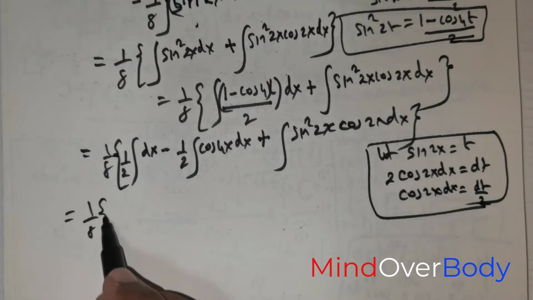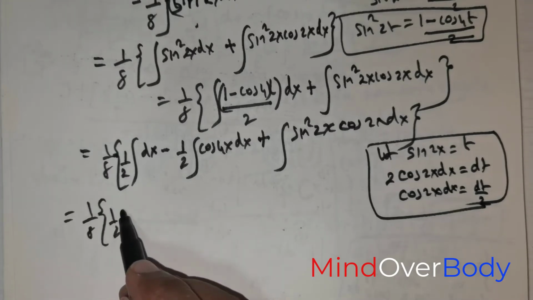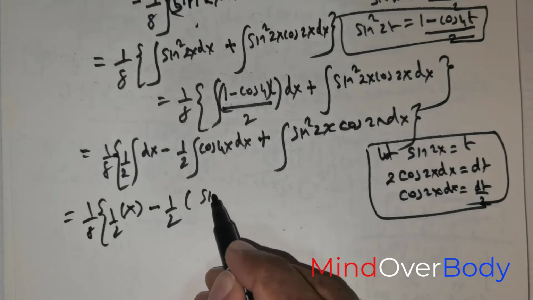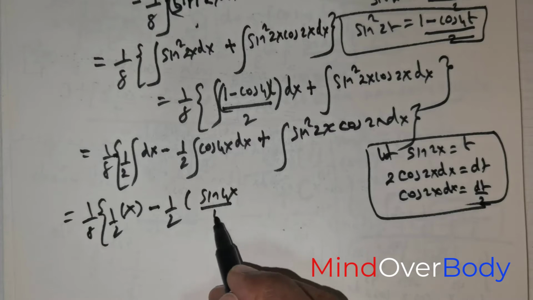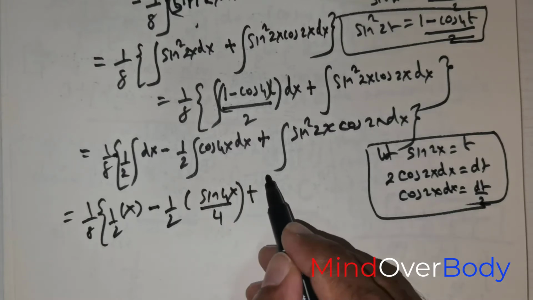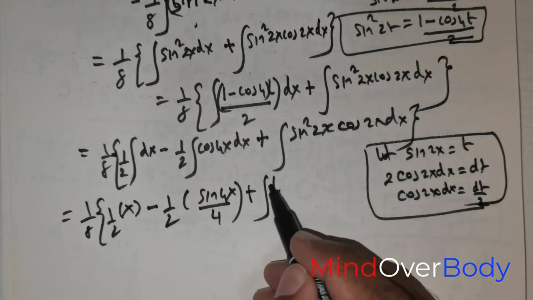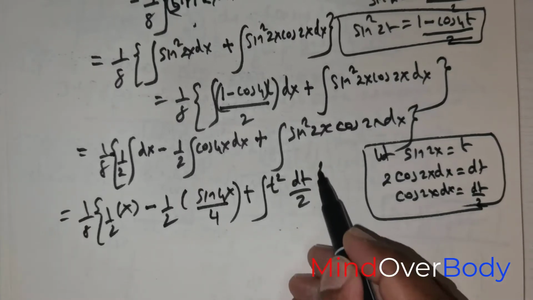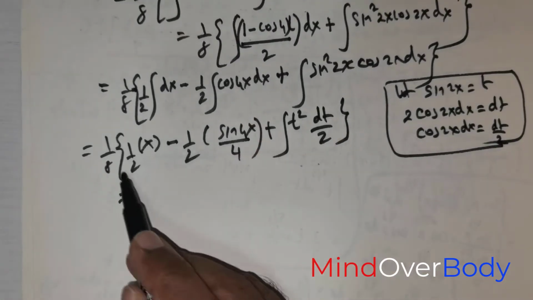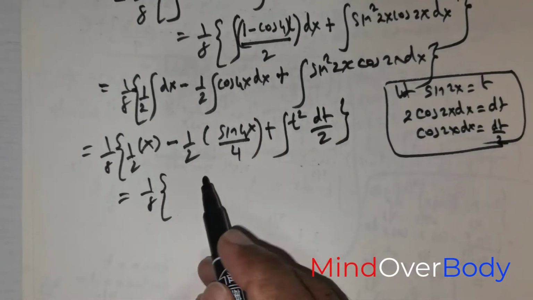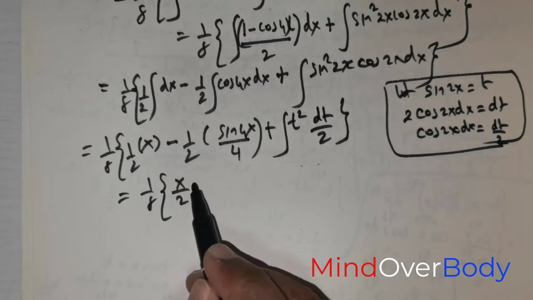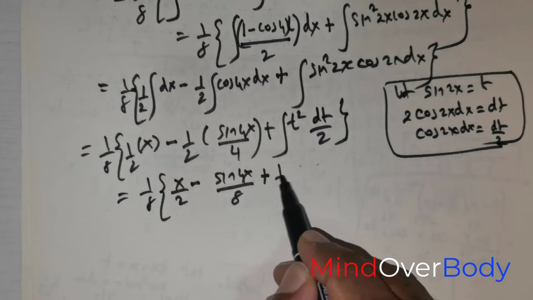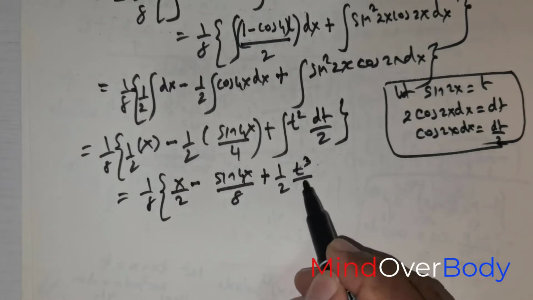So this is going to be 1 over 8, 1 over 2 times, I integrate dx, I get x, I integrate cos 4x, I get sine 4x, coefficient of x is 4, place that. This is going to be, sine 2x is t, so t squared, cos 2x dx is equal to dt over 2, so place that. So this is going to be 1 over 8, x over 2 negative sine 4x over 8 positive 1 over 2 times t raised to the power of 3 divided by 3, right?